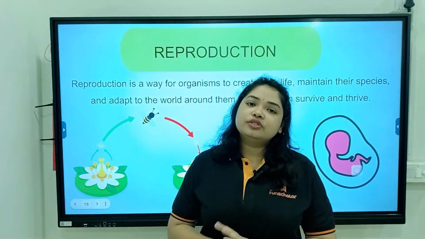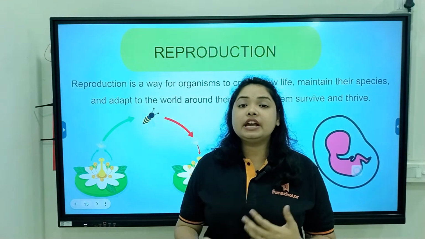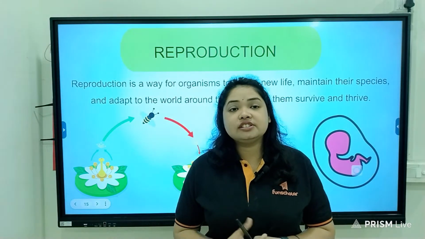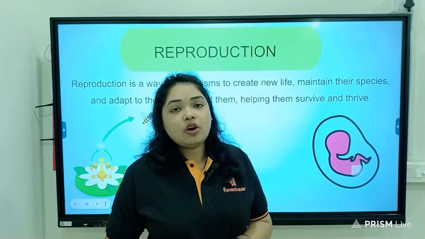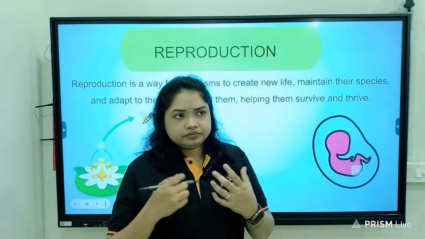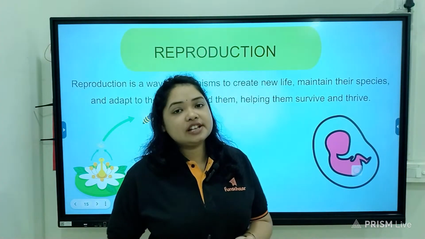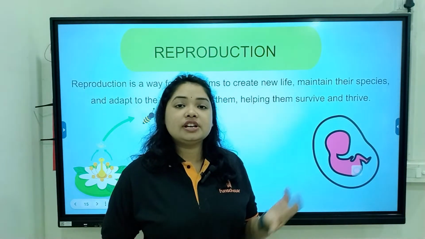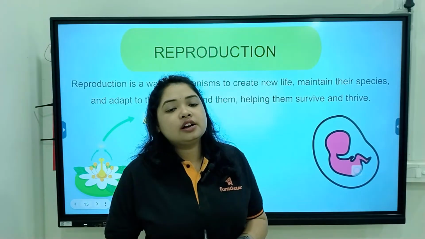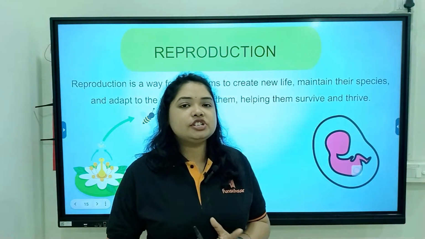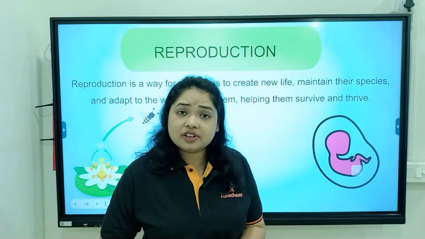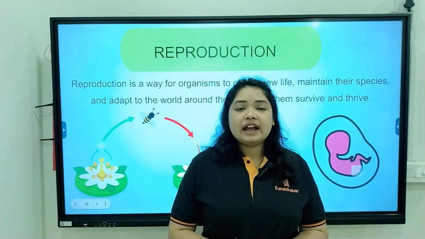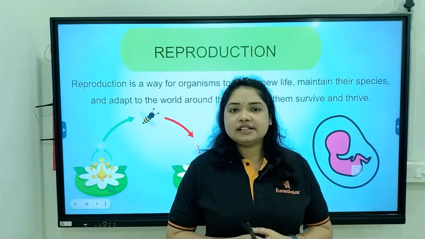So then what will happen? It will bring about genetic changes, and these genetic changes will help that species or organism to maintain itself or survive in the changing environment. And if reproduction is not there, certain species will be completely wiped out from the face of the earth, and that will bring about imbalance in the food web and the ecosystem as a whole.